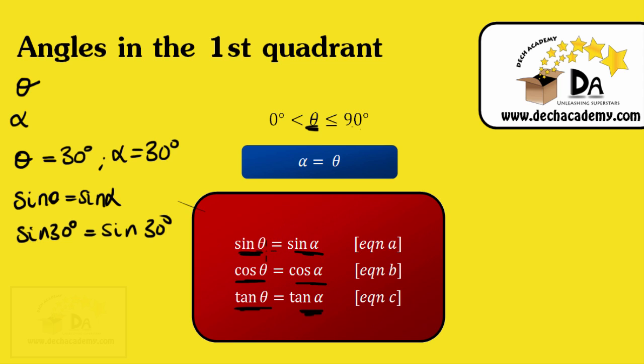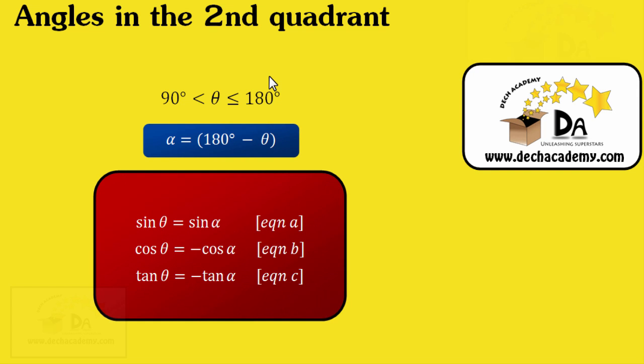But let's move on to procedures for determining the sine, cosines, and tangents of angles in the second quadrant. So now we're looking at angles in the second quadrant. We want to know how to determine the sine, cosine, and tangent of an angle in the second quadrant. So say the angle in the second quadrant is given by theta, i.e.